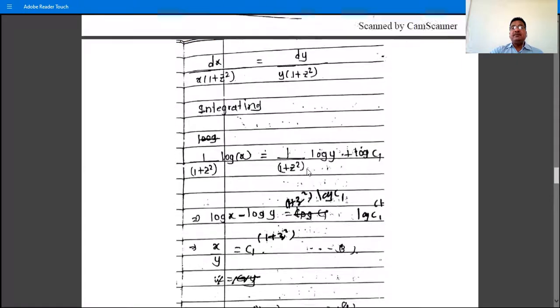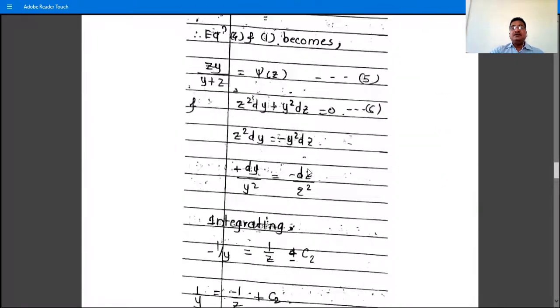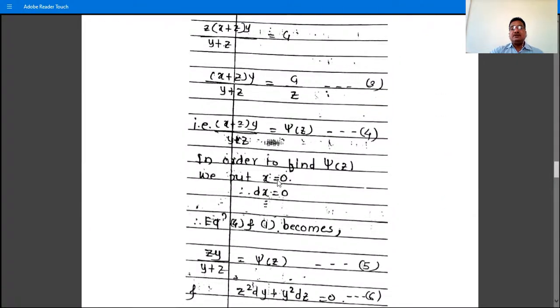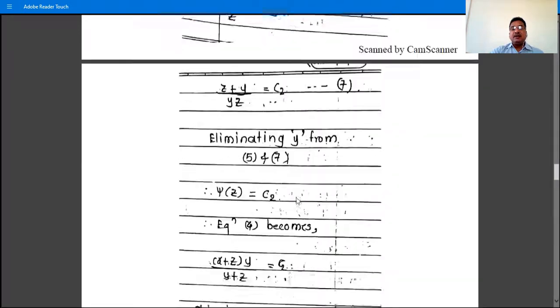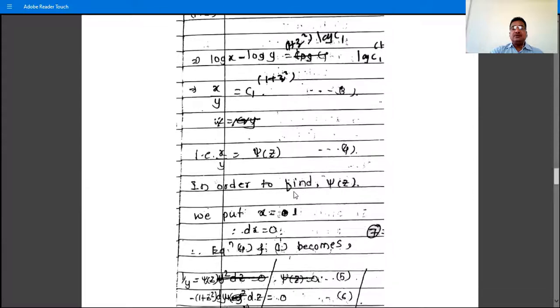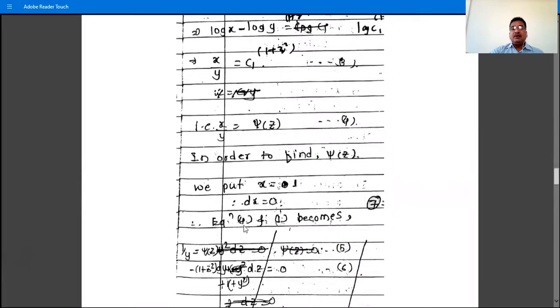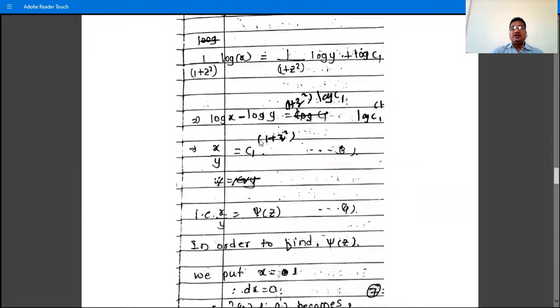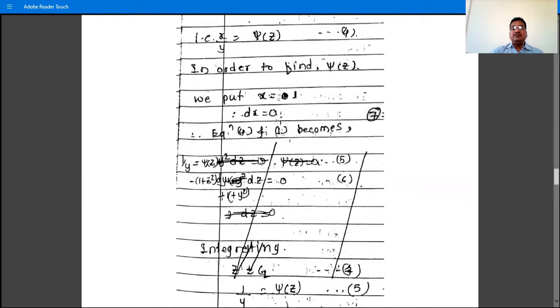In the previous example, the value of x is 0. Here, the value of x is 1. Why? Because if we substitute x equal to 0 in equation number 4, then we have psi z as 0 by y, that is 0. That's why we substitute x as 1, because we have to find the value of psi z.